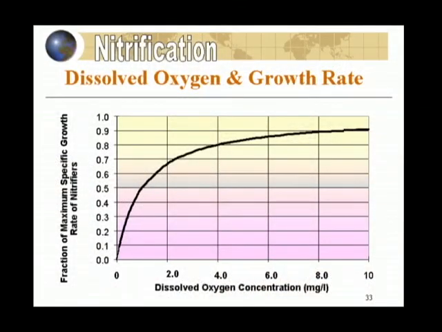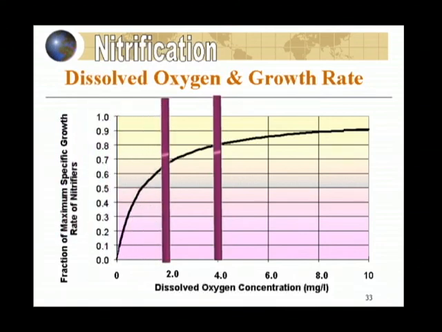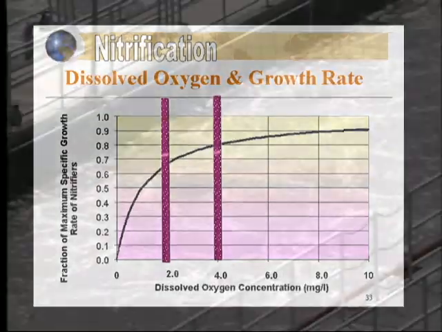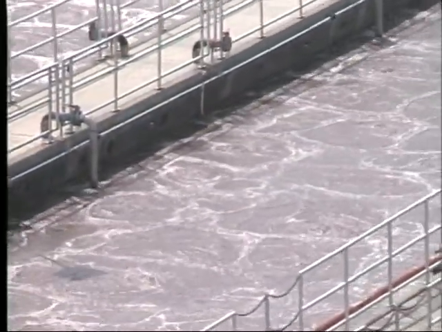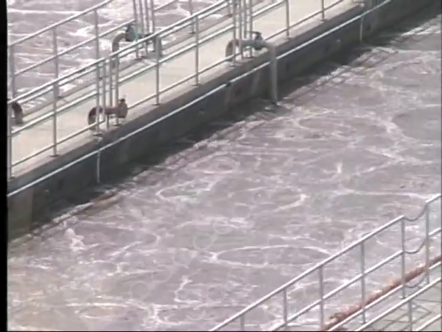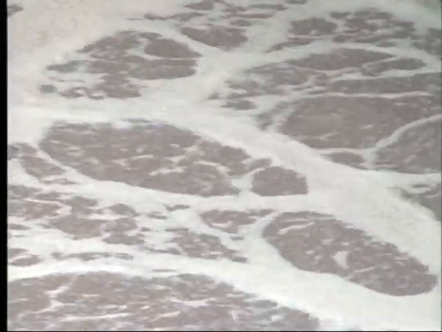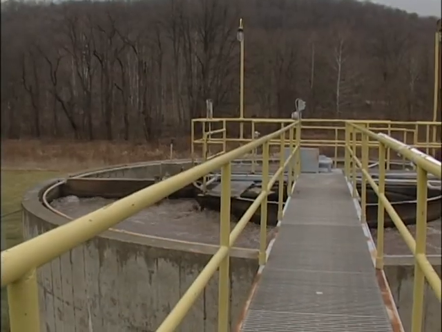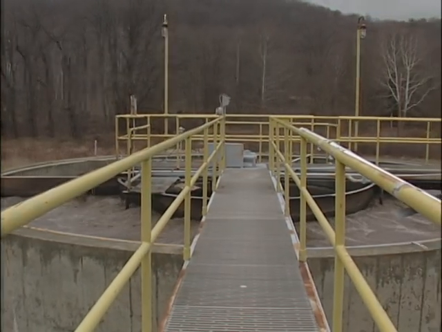As you can see from this chart, the specific growth rate of nitrifying organisms drops off dramatically at dissolved oxygen levels below 2 milligrams per liter. It is good if the dissolved oxygen level can be maintained near 4.0 milligrams per liter. If you find your dissolved oxygen dropping below 2.0 milligrams per liter, you may need to add supplemental aeration or increase the MCRT. In terms of oxygen transfer, fine bubble diffusion systems work better than coarse bubble systems. This is important for maintaining the biological process and controlling costs.